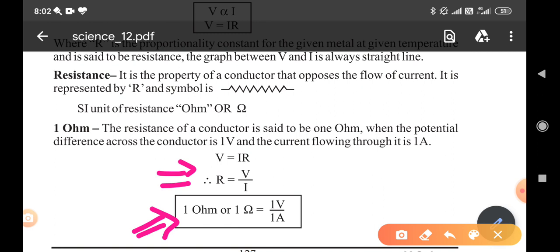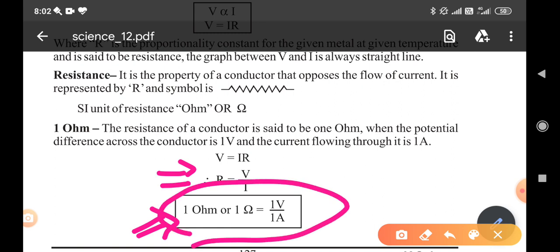So the unit of resistance is also derived from voltage and current. It means that ohm is also equal to volt per ampere.